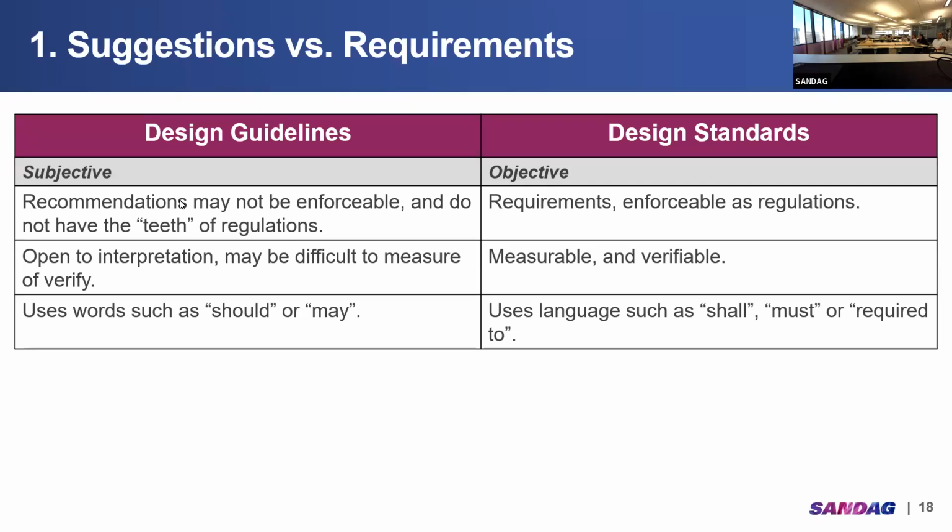And then oftentimes, a key thing you might see is the use of terms such as should or may, but it can be a lot more complex than that in terms of looking for ways to verify or confirm compliance. And then comparing that to design standards, by their nature are objective. They are requirements and enforceable as regulations, as code, essentially. They should be measurable and verifiable by different people with the same conclusion. And often a key part of this is the use of words such as shall, must, required to be absolutely clear the intent. Next slide.